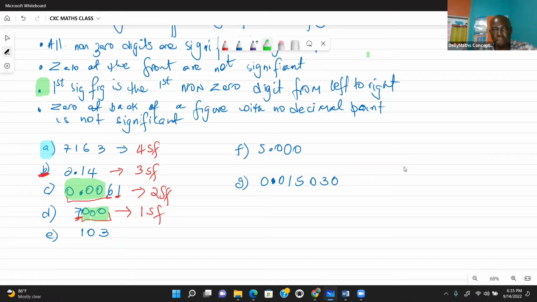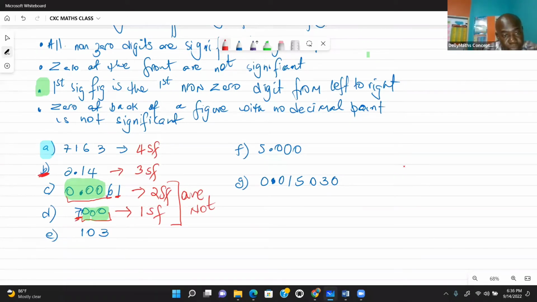So bear in mind, do not mix up significant figures with the value. It is 7,000, but the zeros at the end are not classified as significant, so you can't say it is 4, it's 1. So you can see there's a thing with zeros. When zeros are at the front and when zeros are at the back, they are not significant. But when the 0 is between other significant figures, it becomes significant.